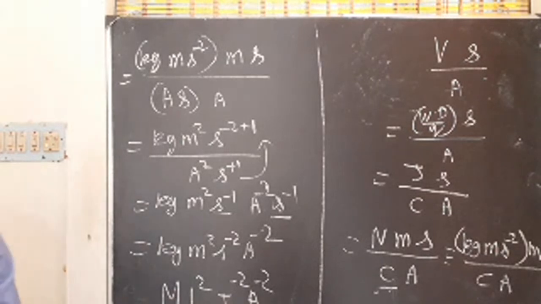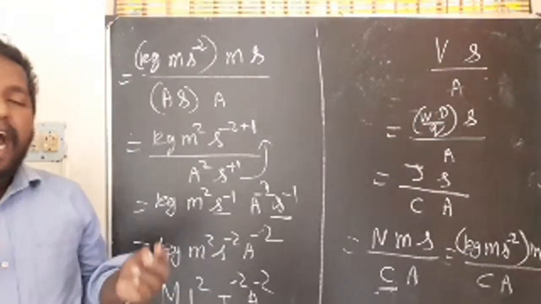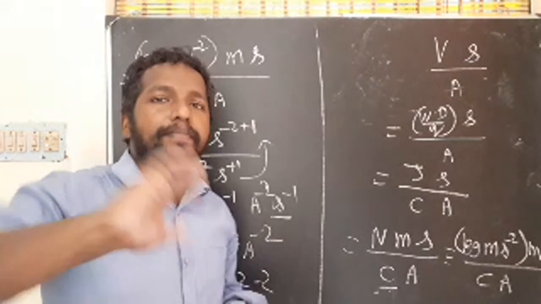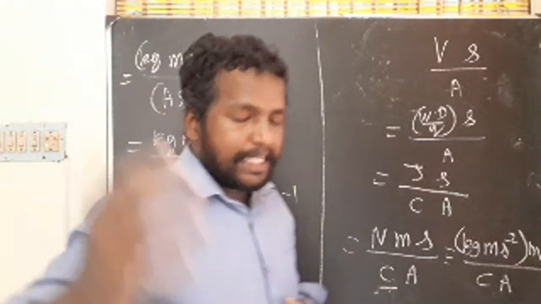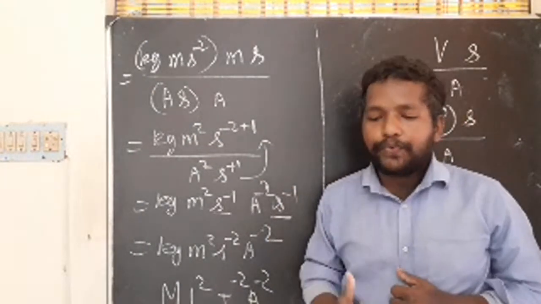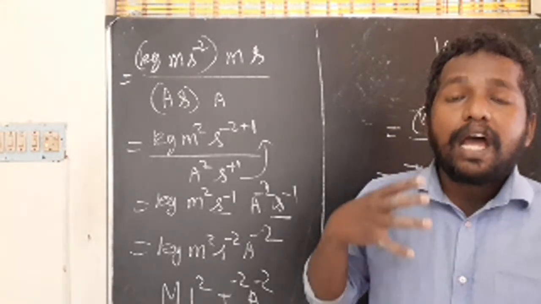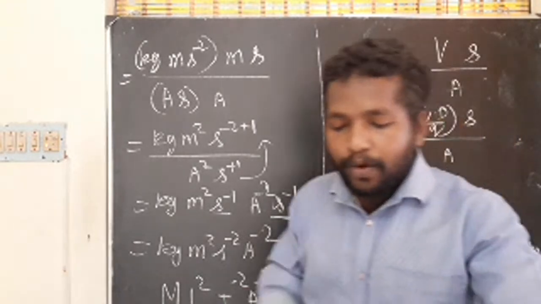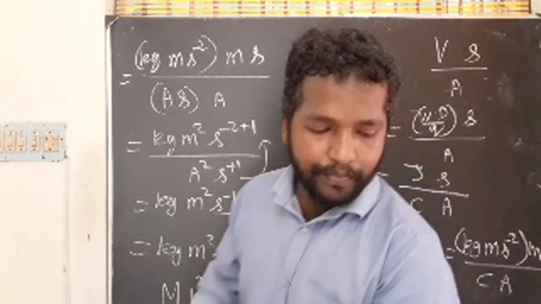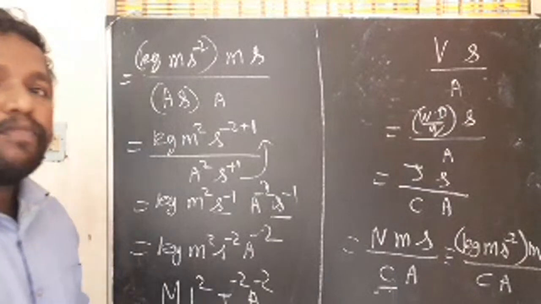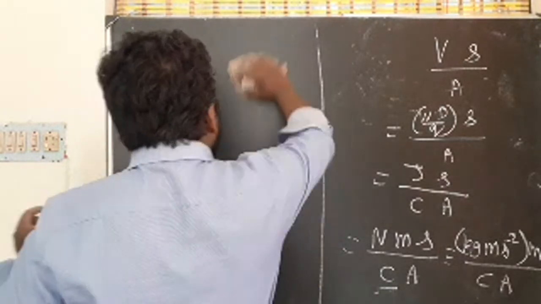Next we will be doing the uses of dimensional formula. We completed the first use: we can identify whether an equation is dimensionally correct or wrong using the dimensional formula. Next, second use: we can derive the relation among the physical quantities. See how I am going to derive it, it's very simple. Third use: we can convert from one system of units to another system.